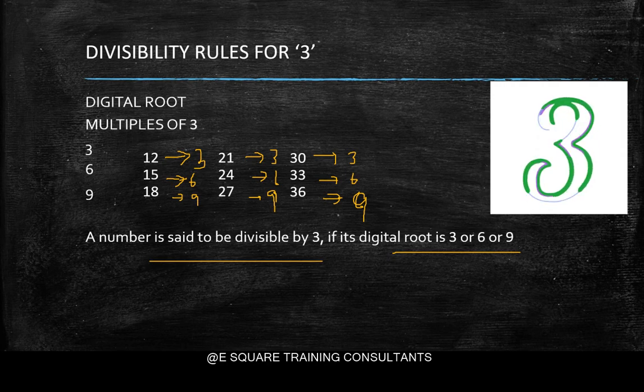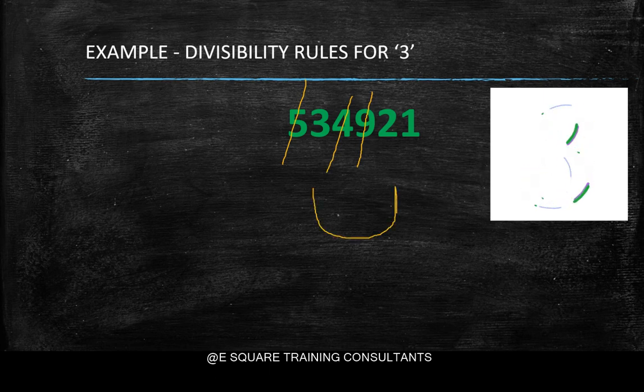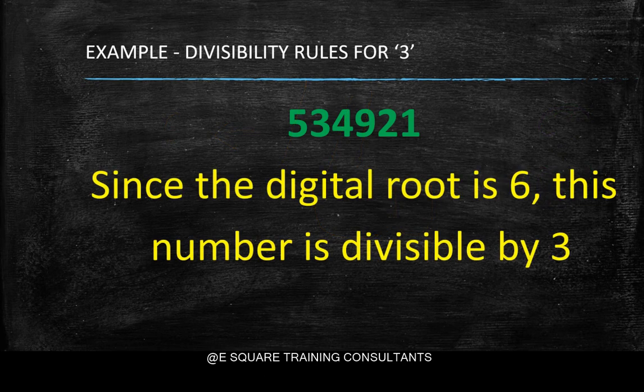Let's take another example: 534921. We are going to check if this number is divisible by 3. As I told you, instead of adding all the digits, you can remove the 9s and the numbers that count to 9. So I am removing 9 here. Then 5 plus 4 counts to 9. The remaining numbers are 3 plus 2, which is 5, and 5 plus 1 is 6. So the digital root of 534921 is 6. Since the digital root is 6, I would say that the number is divisible by 3.